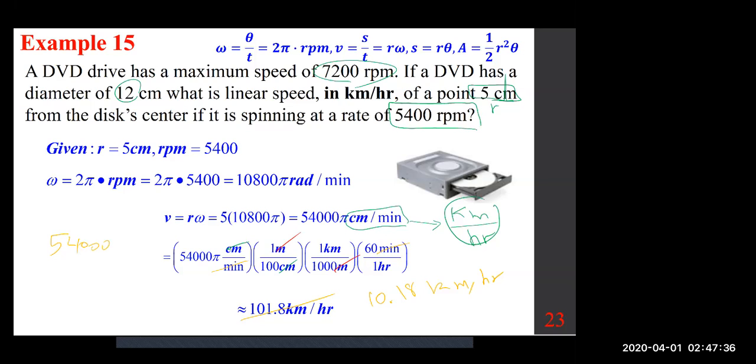54,000 pi times 60 divided by 100,000. This is the number we should calculate, and we get 10.18, correct, everybody? Yes. Excellent. Thank you so much. So let's move on.